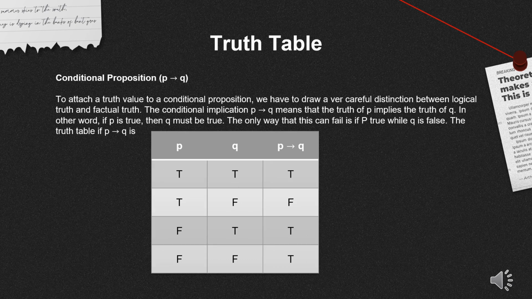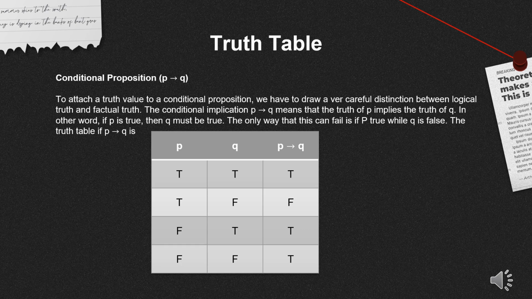And for the last one, for the truth table, we have the conditional proposition, which is P implies Q. To attach a truth value to a conditional proposition, we have to draw a very careful distinction between logical truth and factual truth. The conditional implication P implies Q means that the truth of P implies the truth of Q. In other words, if P is true, then Q must be true.